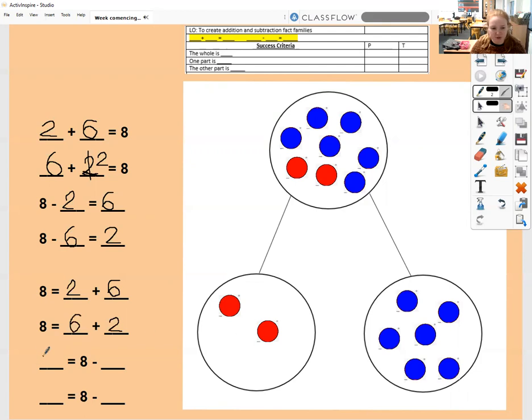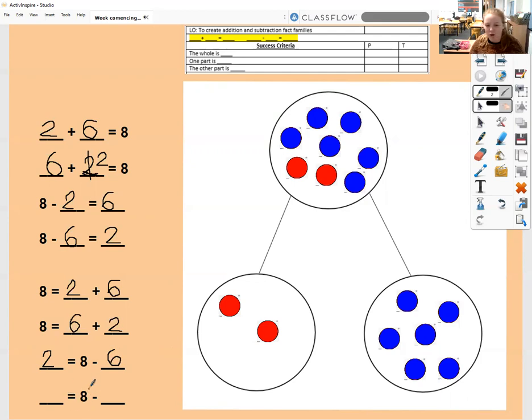So 1, 2 is our remaining part. And 8 subtract our first part. 1, 2, 3, 4, 5, 6. So 2 equals 8 subtract 6. Let's try that the other way around.